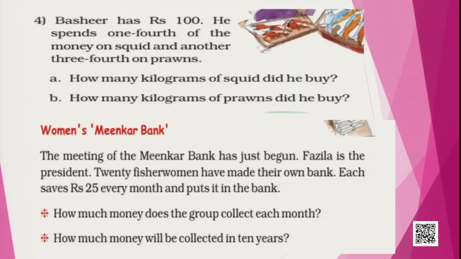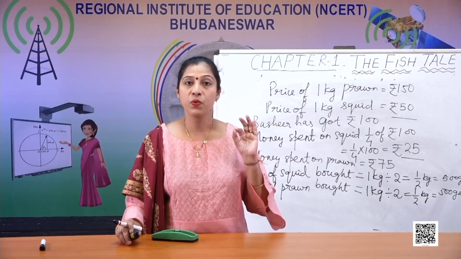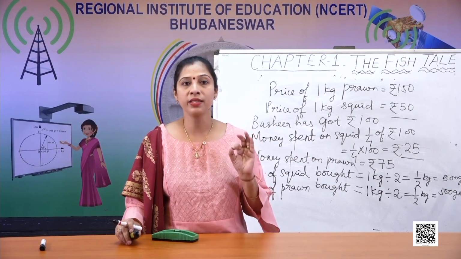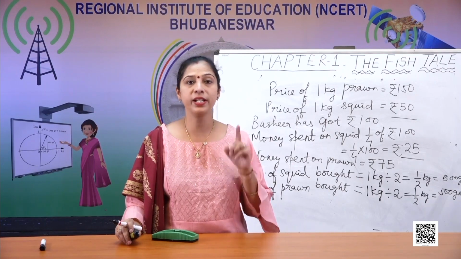The meeting of the Mean Car Bank has just begun. Fazila is the president. 20 fisherwomen have made their own bank. Each saves rupees 25 every month and puts it in the bank. Every woman who is in the bank gives 25 rupees contribution every month to this bank. And there are 20 of them.